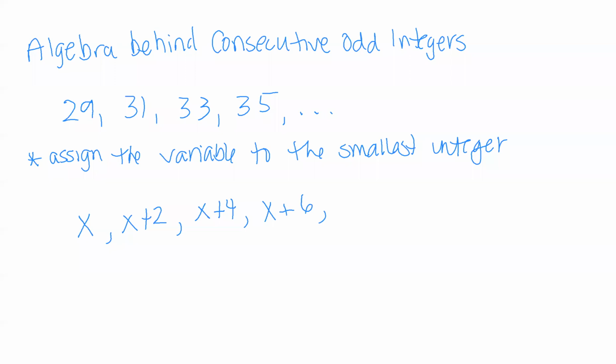I could keep going. So here, because we're incrementing by 2s, our algebra, instead of incrementing by 1 like we did on the previous slide, we're going to increment by 2. Got a little goof here. Let me fix it.